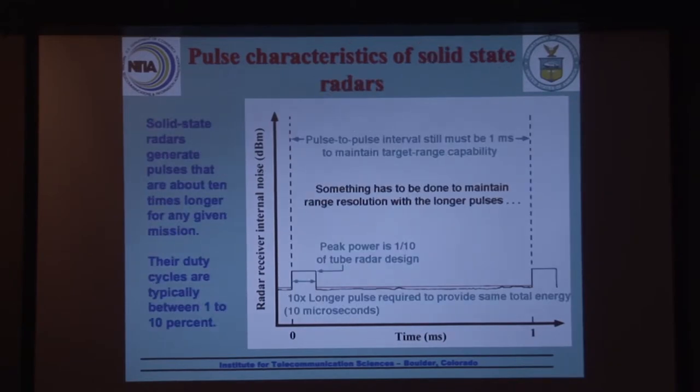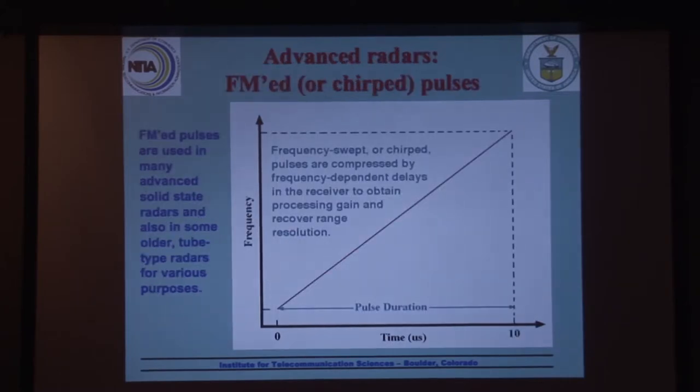Now, as for the solid-state radars, again, we've talked about this before, so I won't belabor it, but because they can only put out one-tenth, typically, of the power of a tube-type radar, they have to run pulses that are 10 times longer to get the same total amount of energy in the pulse. They have to get the same amount of energy in the pulse as the tube-type radar in order to get a strong enough echo back to process it, but this means that they lose range resolution if they don't put any modulation into that pulse, again, as we've discussed previously.